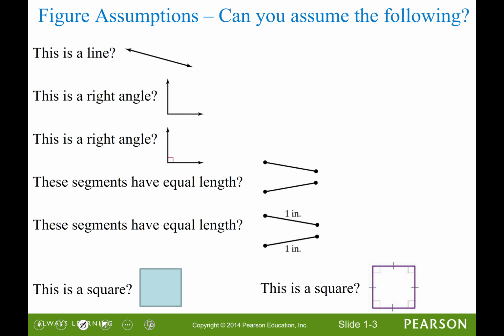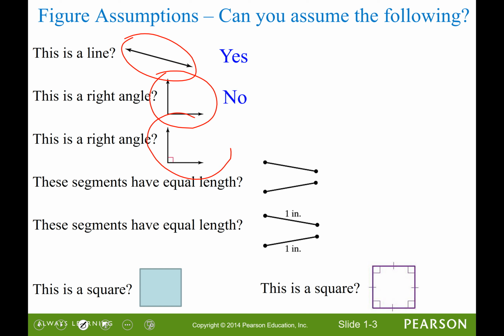Okay. Figure assumptions. We may see geometric figures, and at times we can make assumptions about the figures, and at times we cannot make assumptions about the figures. It's important to know what you can assume and what you cannot. So the first picture is right here, and my question for you is, can you assume that that is a line? And the answer is yes. If you see a figure like this here, my question for you is, can you assume that that is a right angle? The answer is no.